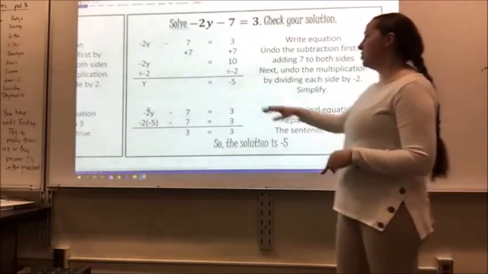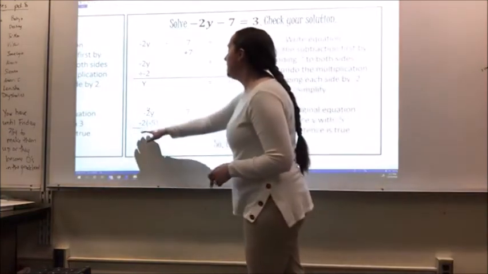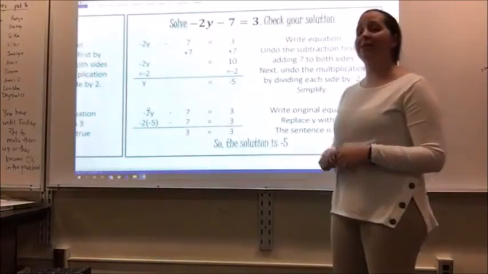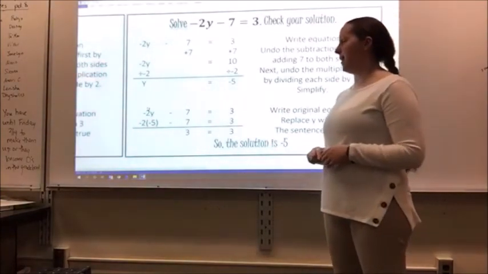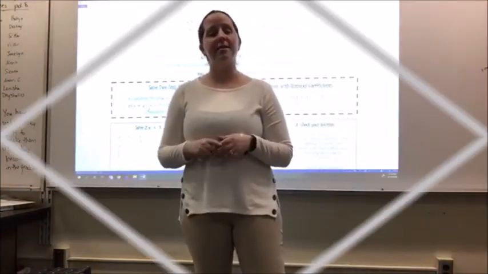Again, I substitute that negative 5 back in for y to double check. Negative 2 times negative 5 minus 7. Negative 2 times negative 5 is 10, minus 7 is 3. So my solution is negative 5. All right, and that is the end of Chapter 6, Lesson 4.